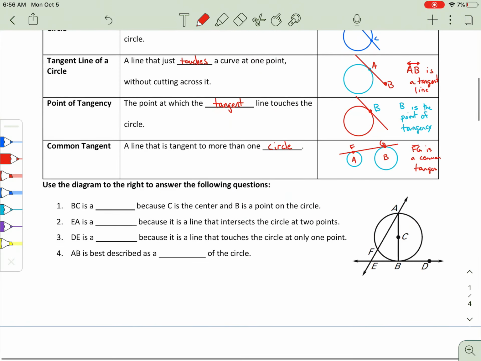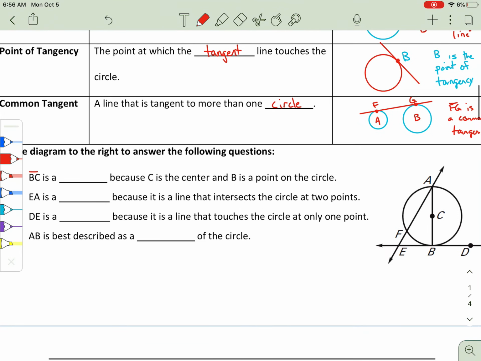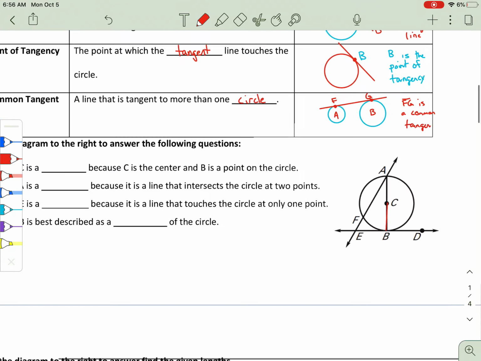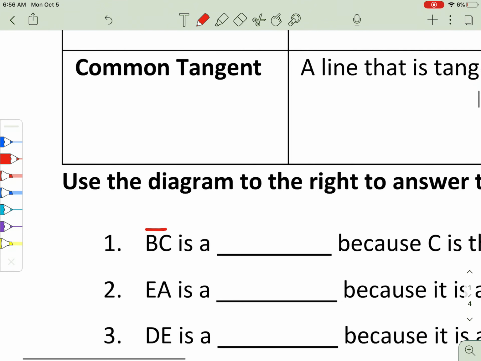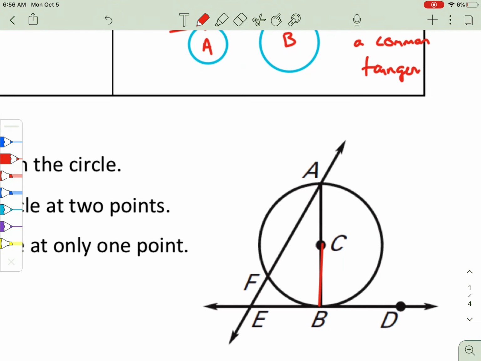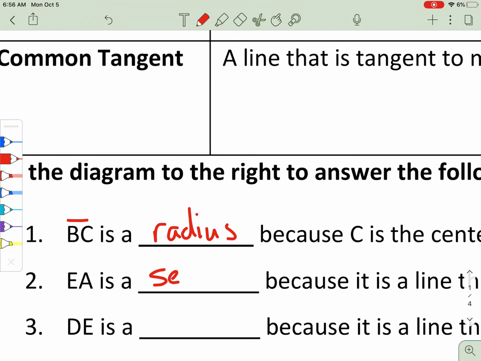All right, use the diagram to the right to answer the following questions. Line BC is a blank because C is the center and B is a point on the circle. So CB is right here. It's about half the distance. We know half the distance of the circle is called the radius. EA is a blank because it is a line that intersects the circle at 2 points. So EA, but notice how it continues on through. So that's going to be a secant line.